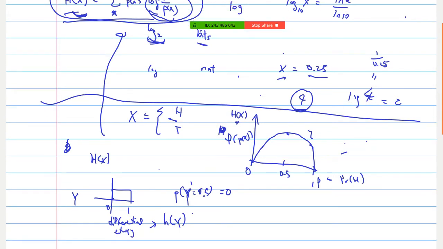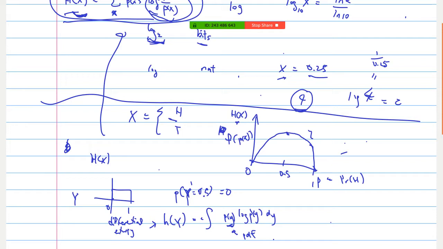So H(Y) will be an integral. It's exactly the same thing. Let me write: p(y) times minus log p(y) dy. But be careful that here p is not the PMF, it's the PDF now, the probability density function. And we can define this thing.